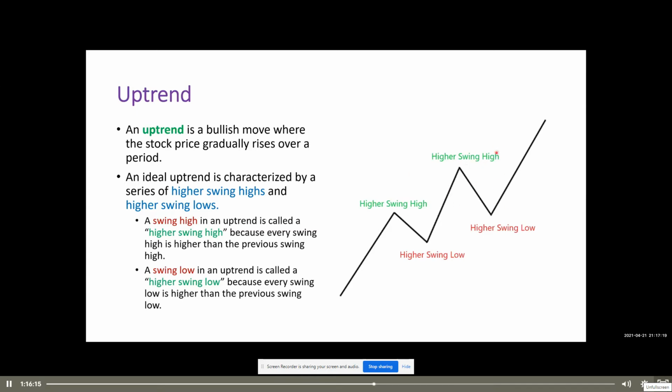So it's very important to know that if you're in an uptrend, you keep an eye on all the swing highs and lows, because you want to make sure that the uptrend is still intact, right? No matter what time frame it is, right? So that is an uptrend here.